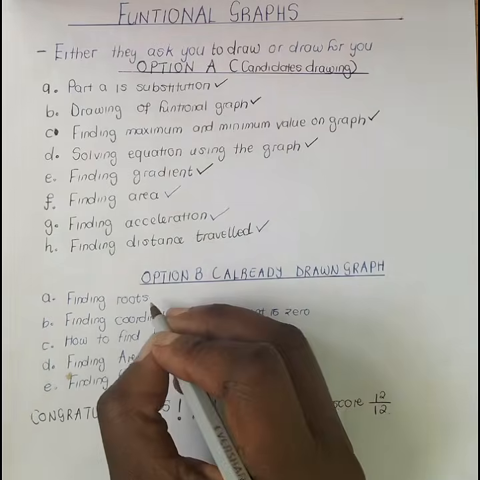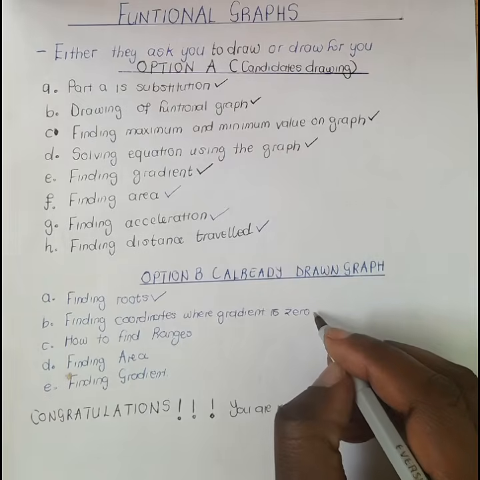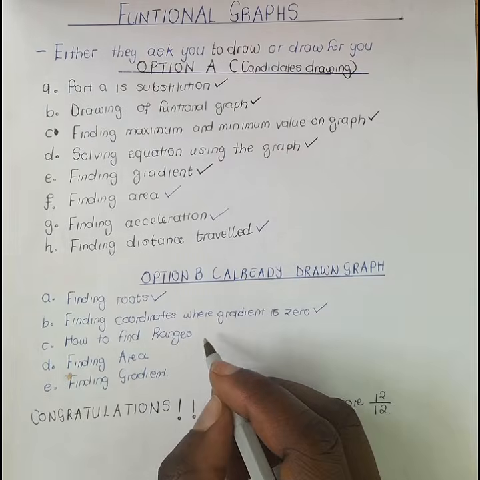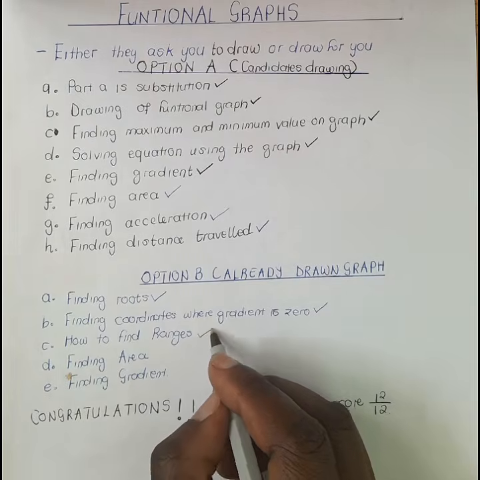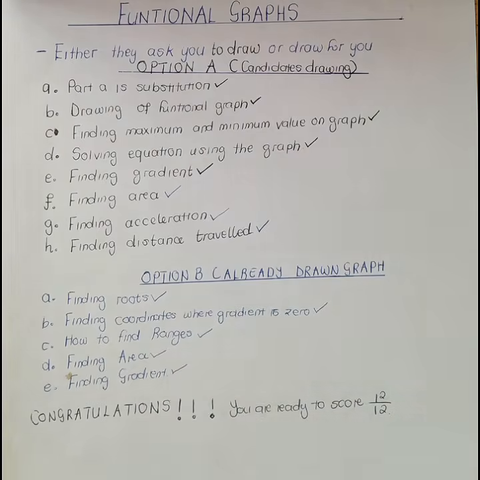We are now able to find roots. We are now able to find coordinates where gradient is 0. We are now able to find ranges, to find area, and also to find the gradient. Congratulations for following this tutorial. You are ready to score 12 out of 12. More exam tips are on their way.